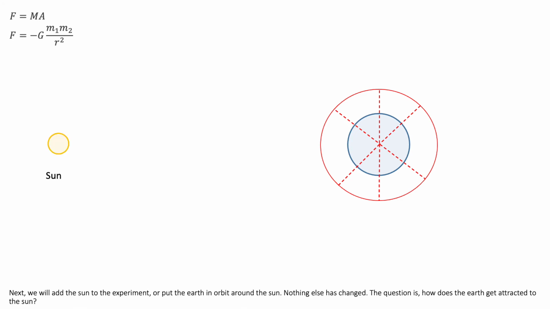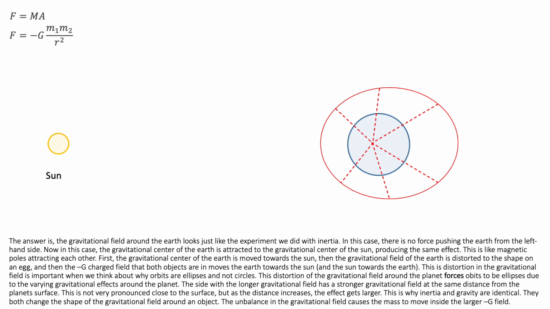Next, we will add the Sun to the experiment, or put the Earth in orbit around the Sun. Nothing else has changed. The question is, how does the Earth get attracted to the Sun? The answer is, the gravitational field around the Earth looks just like the experiment we did with inertia. In this case, there is no force pushing the Earth from the left-hand side. Now in this case, the gravitational center of the Earth is attracted to the gravitational center of the Sun, producing the same effect. This is like magnetic poles attracting each other.